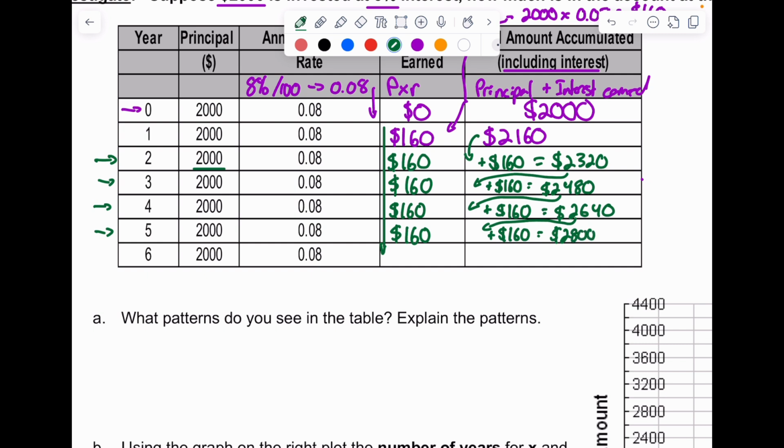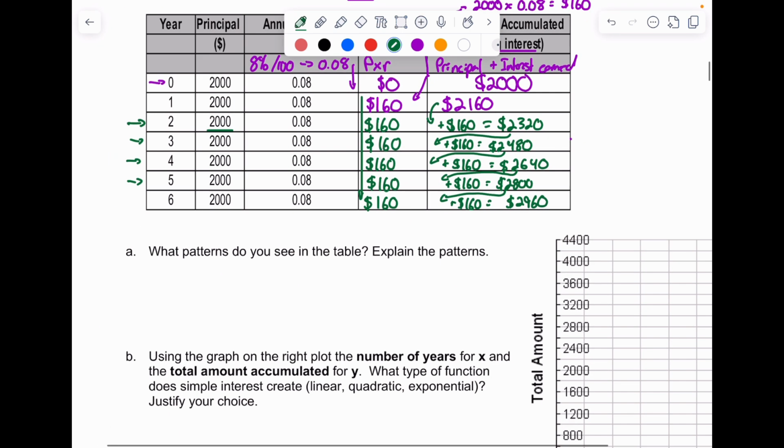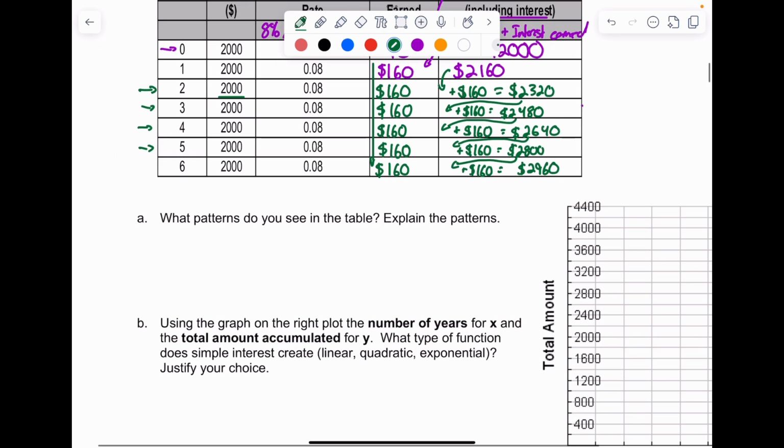So now that brings us to $2,800. All right, and your final year, the last year of owning this account, right? Because it lasts us only for 6 years. We take the $2,800, add another $160 to it, and your final balance would then be $2,960.